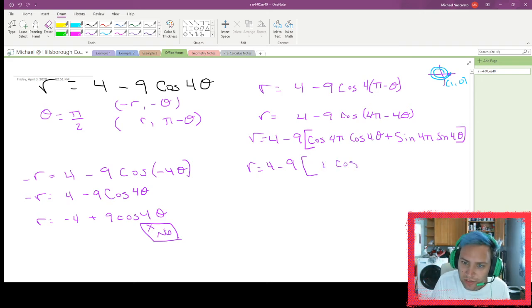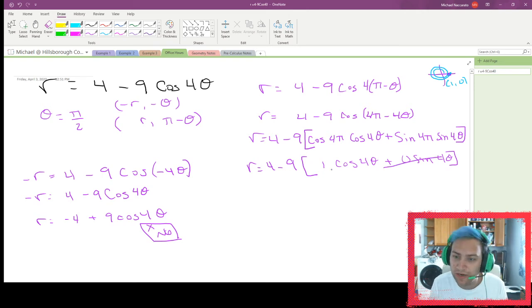So I have 1 times cosine of 4 theta. Plus, and I know sine is going to be the second number, which is 0. So I take out the sine of 4 pi, replace it with 0, and I have 0 sine of 4 theta. And I know it's going to happen here: 0 times 4 sine of 4, 0 times anything, 0, right? So that sine 4 theta goes away.